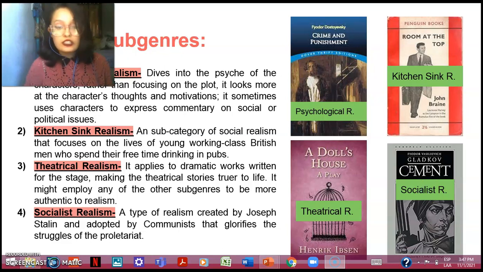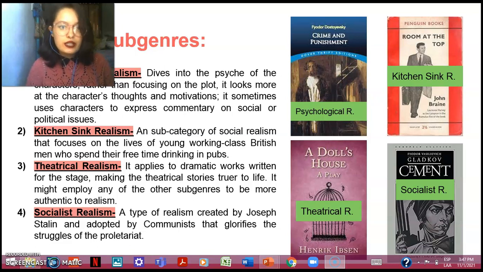Next up in subgenres, we have psychological realism, which, if realism in itself does focus a lot on character rather than setting or plot, psychological realism focuses even more and puts much more of a heavy emphasis on characters, as the characters are sometimes used to express commentary on social or political issues. Now, this psychological realism usually likes to dive into the psyche of our characters, and it focuses a lot on the thoughts and motivations of our characters as well. Now, a very good example that we can find is the book Crime and Punishment by Fyodor Dostoevsky.